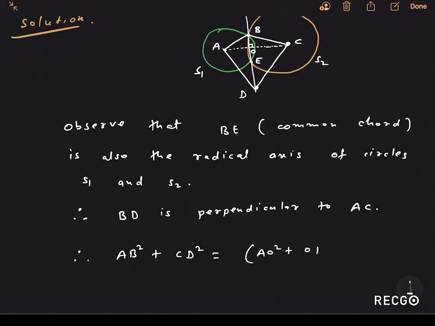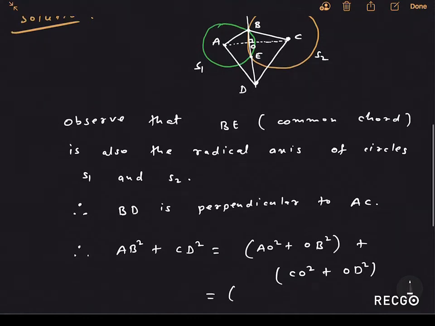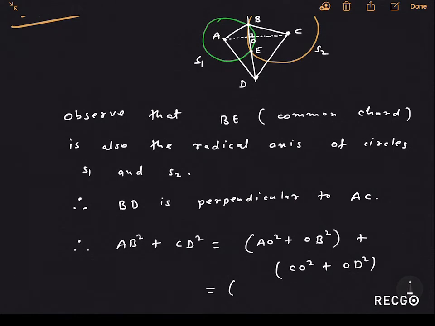In triangle ABO, we can write AB square equal to AO square plus OB square. And in triangle COD, we can write CD square is equal to OC square plus OD square. I'm just going to rearrange the terms a little. If I rearrange the terms, AO square and OD square, in triangle AOD, AO square plus OD square is nothing but AD square.